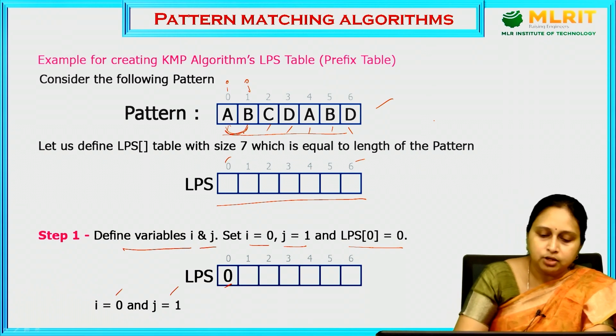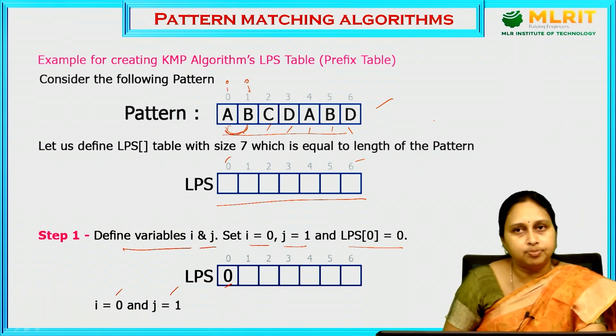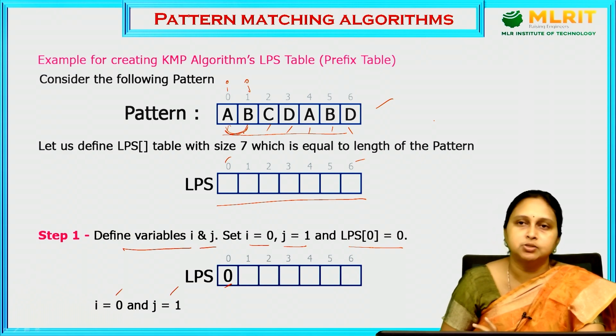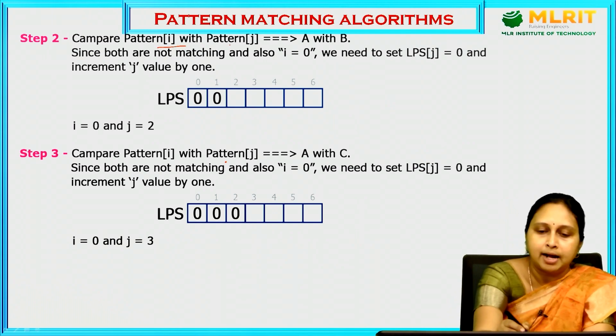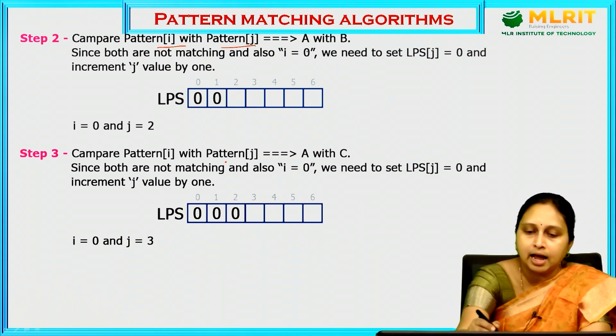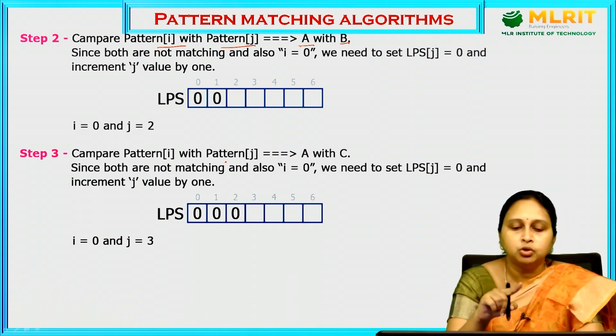What we are going to do, if both are matching, then we are going to do something with LPS. Otherwise, if it is not matching, we are going to do some other step, right? Now, compare pattern I and pattern j. What is there in pattern I is A. I have shown you in the previous example with the j. Both are not matching, right?